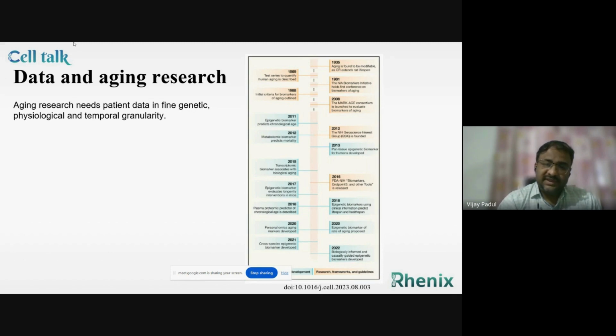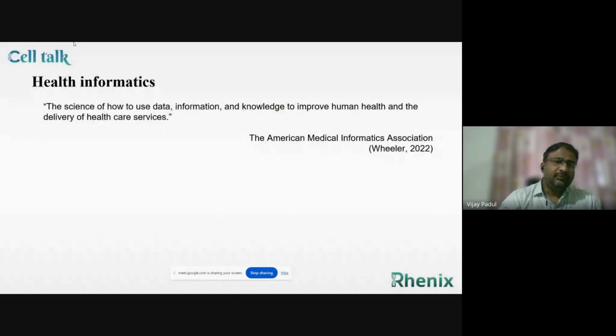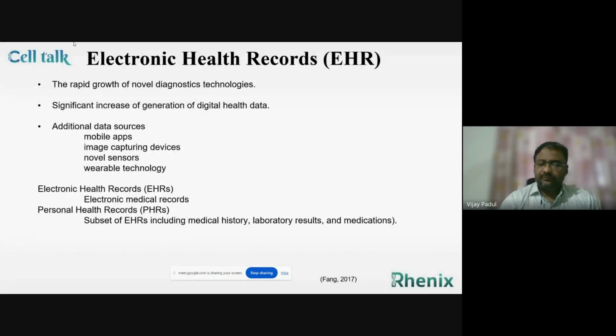So aging research needs patient data in fine genetic, physiological, and temporal granularity. That also increases the complexity of data that is being used for aging research. Now coming to health informatics, it is defined as the science of how to use data, information, and knowledge to improve human health and the delivery of healthcare services. This definition is given by the American Medical Informatics Association. The basis for health informatics is the analysis of different types of patient data that we have already discussed, and a major factor of that is the electronic health records.